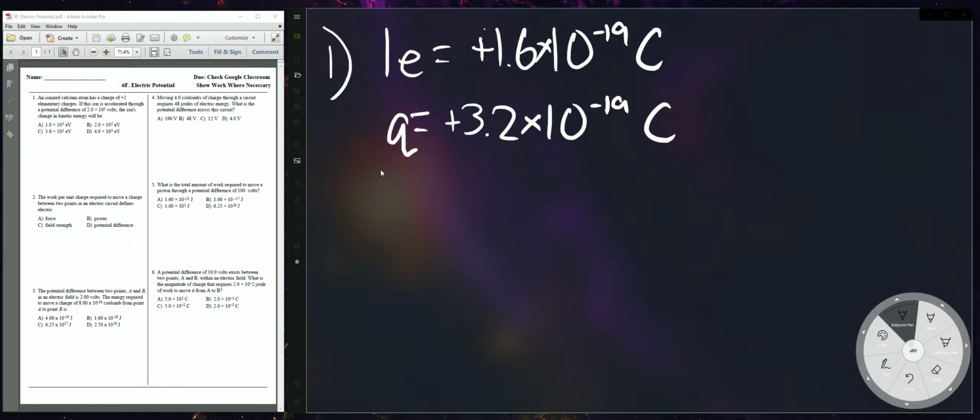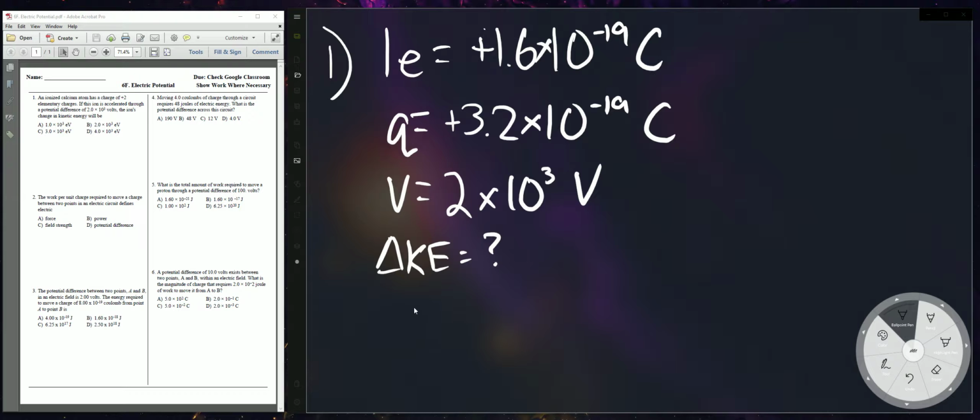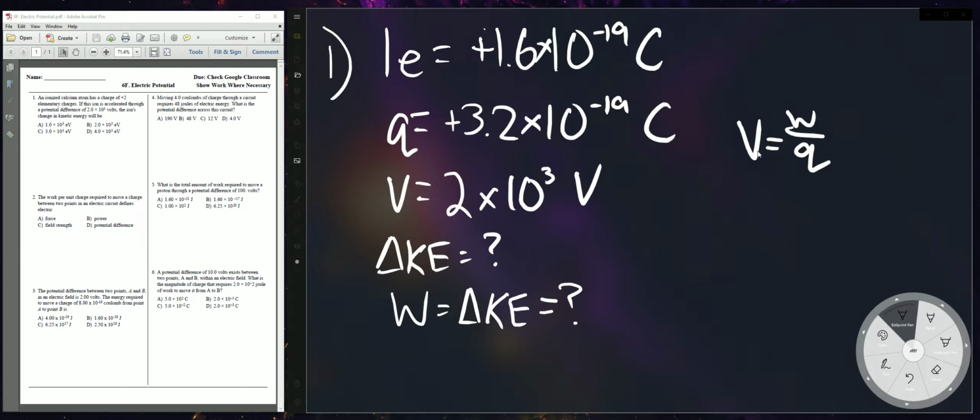So if this ion is accelerated through a potential difference of 2 times 10 to the third volts, the ion's change in kinetic energy will be what? Now, if you have any change in energy, you are doing work, right? So work is your change in kinetic energy. You basically want to find out what your work is, and we know the formula: voltage is equal to W over Q. So we have 10 to the 3 equals W over Q, which is 3.2 times 10 to the negative 19.